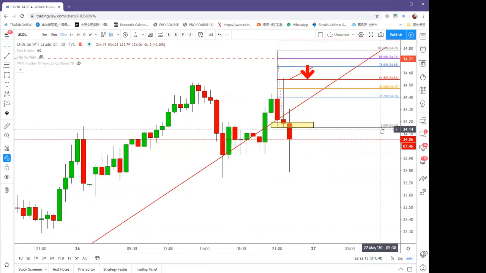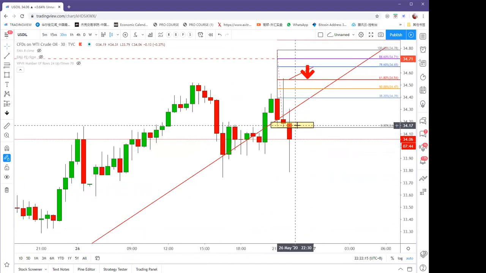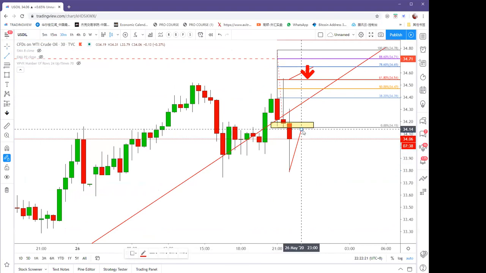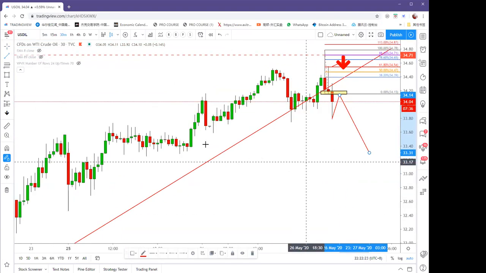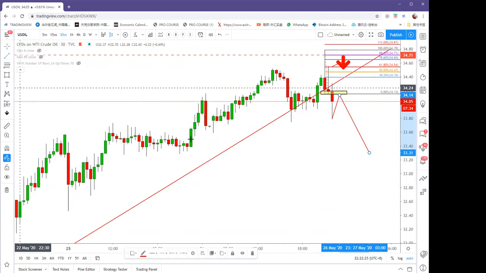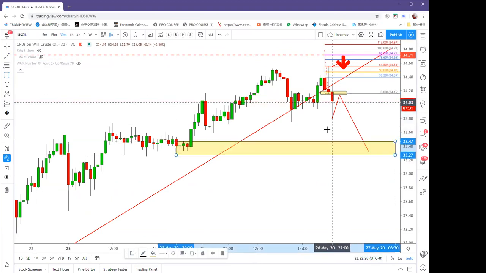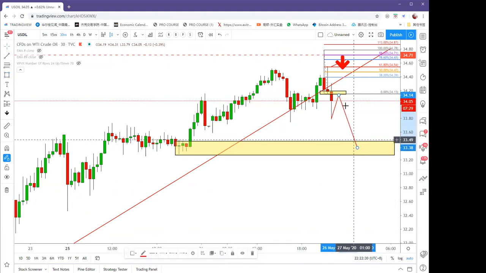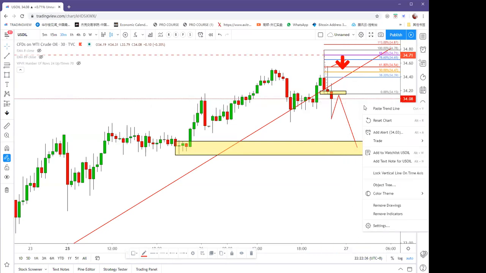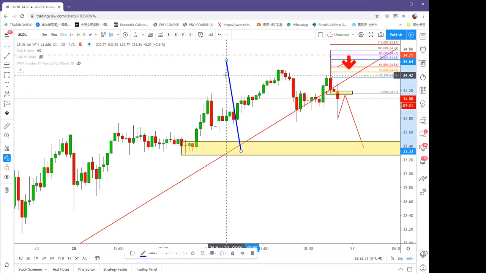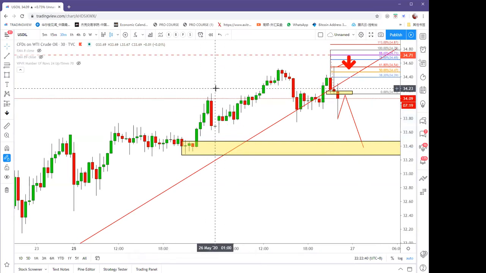Because it breaks 134.15, it breaks this level, it's good for us to capture a re-sell, retest this level, and aim all the way to the previous low, which is 33.50 here. I think that opens up a very good space for us to get a high reward-to-risk ratio trade. Okay, all right, let's move on.